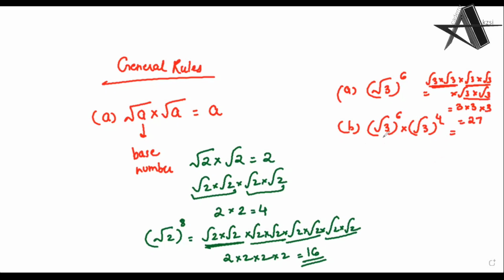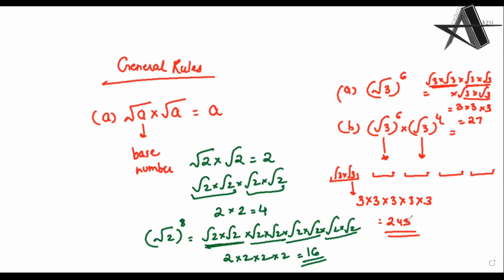Similarly, it's 6 times and it's 4 times. That means in total you are multiplying 10 times, so you will find 5 different pairs of 3. 1, 2, 3, 4, 5. Each time you are multiplying root 3 and root 3, so each pair will give you 3. So the final answer will be 3 to the power of 5, or 243.